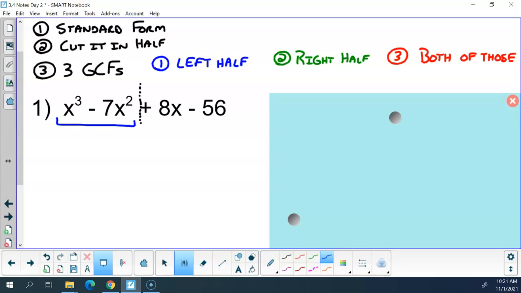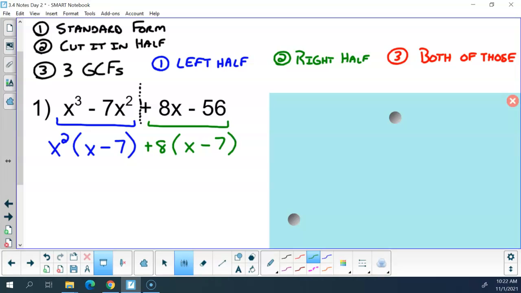GCFing on the blue. An x squared. What's left over? X minus 7. That's the first of the 3. Second of the 3, now I've got to GCF the right half. 8. What kind of 8? Positive 8. So I would put my plus 8 there. What's left over? X minus 7. Gotcha. Okay, so we did that.